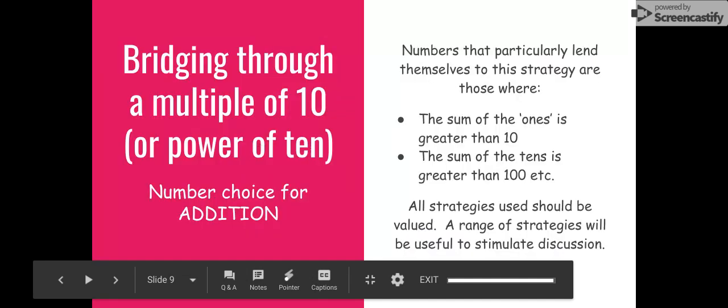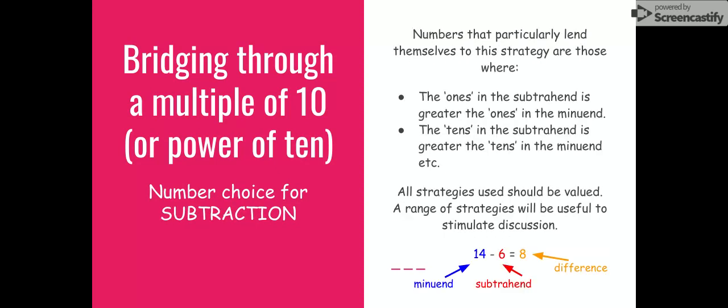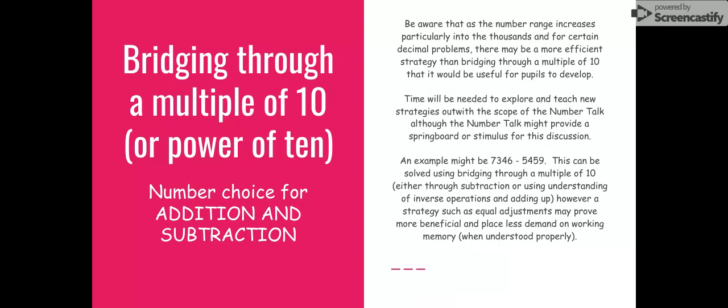The overview of the strategy gives an outline of what the strategy is, in this case bridging through a multiple of 10, and the numbers that lend themselves to it in the context of both addition and subtraction. A third slide has been put in with guidance around the idea that with particular numbers, other strategies may be more efficient.